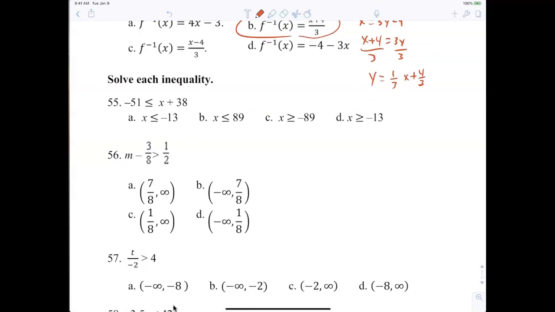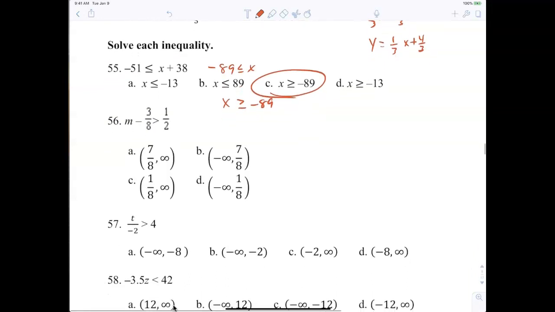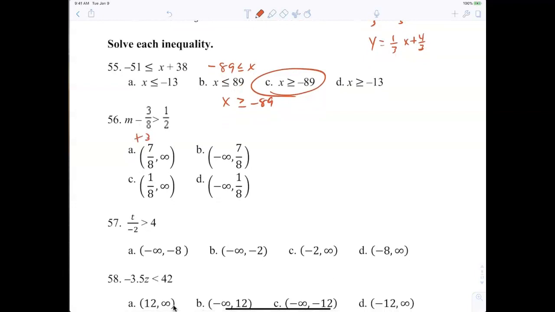Okay, now back to inequalities. Here we're just going to subtract 38 from both sides. So -89 is less than or equal to x, which means x is greater than or equal to -89. C. All right, here we have to add 3/8. Now remember, 1/2 is already 4/8. That means m is greater than 7/8.